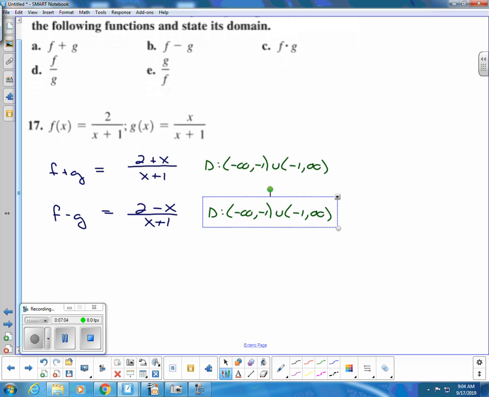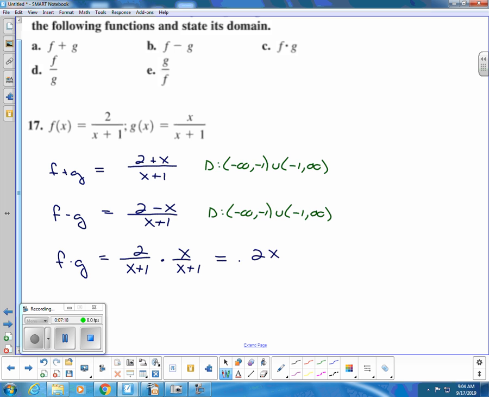Multiplying. So you're going to have to FOIL the denominator together.